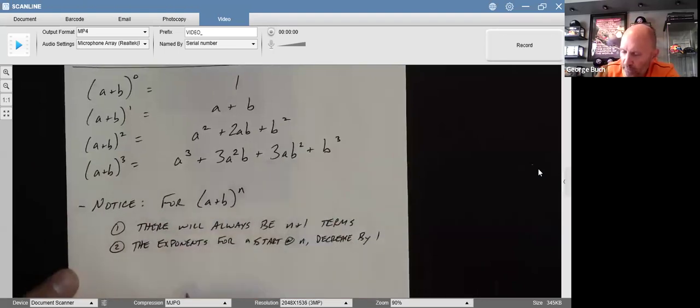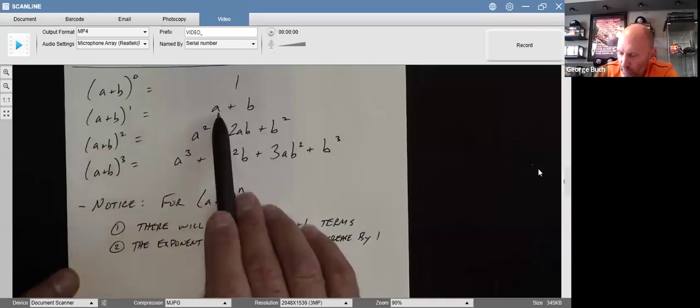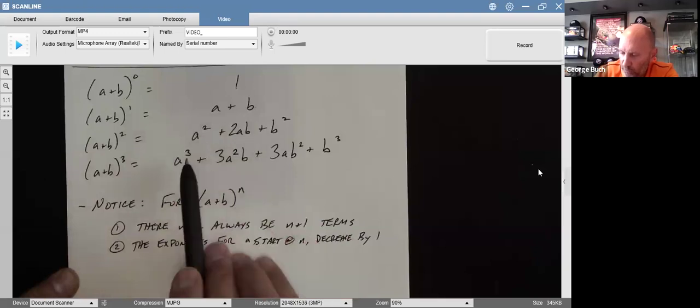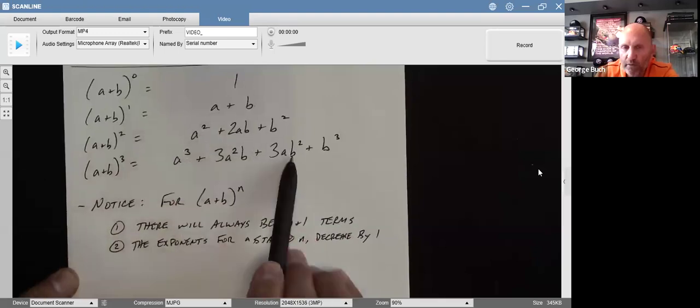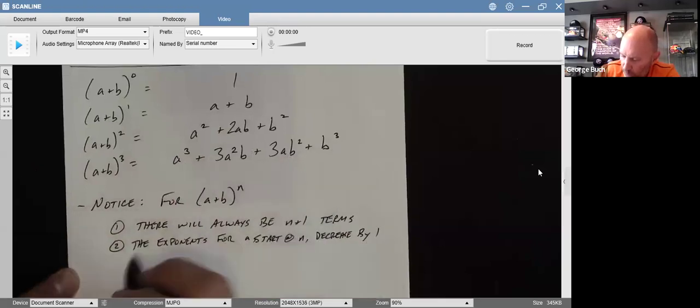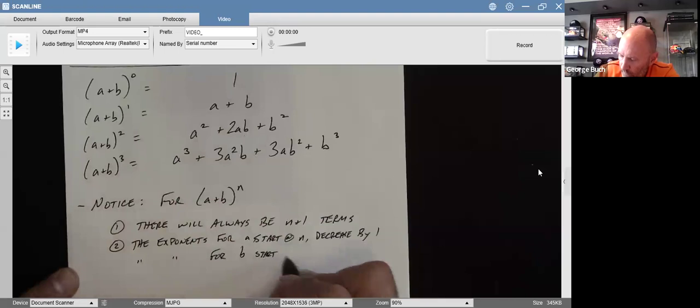Let's look at the b's. So for this one, b to the 0, b to the first, b to the 0, b to the first, b to the second, b to the 0, b to the first, b to the second, b to the third. And so it's what? The exponents for b start at 0 and then increase by 1.